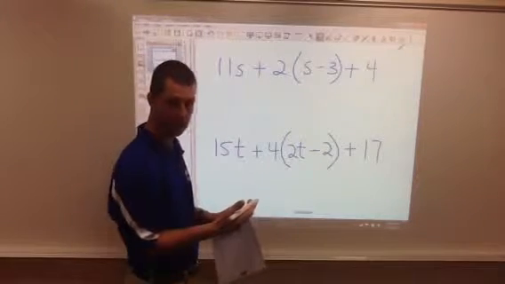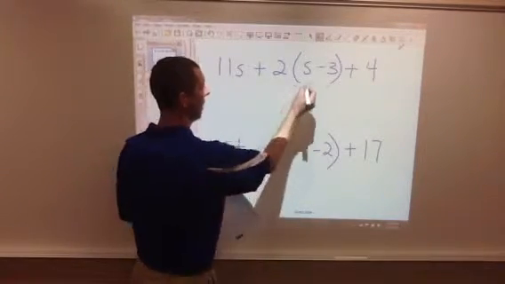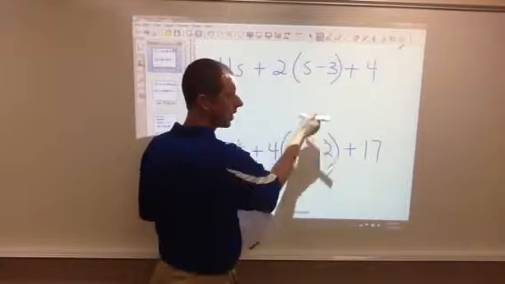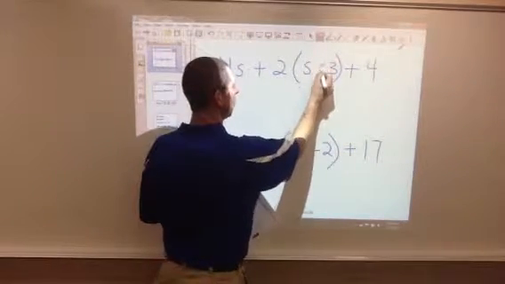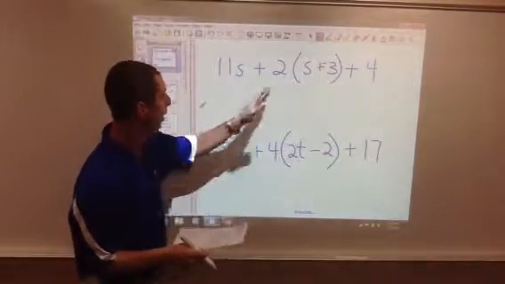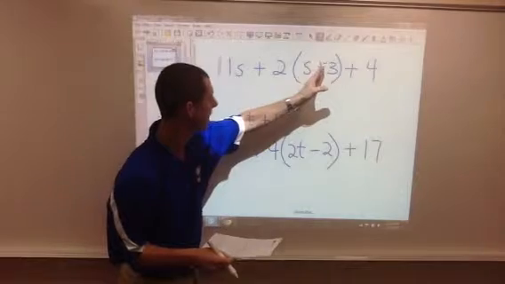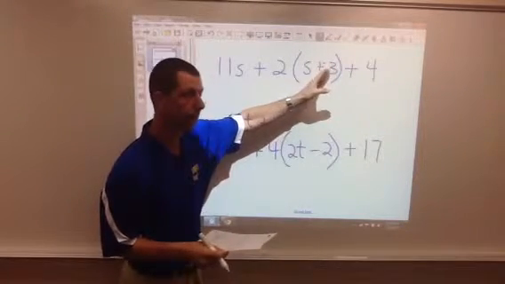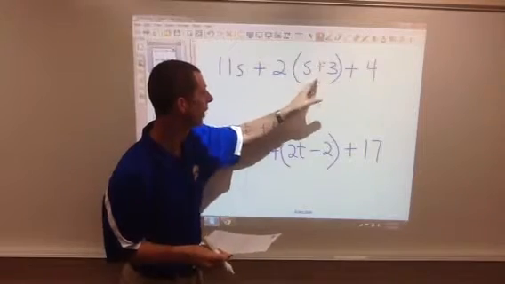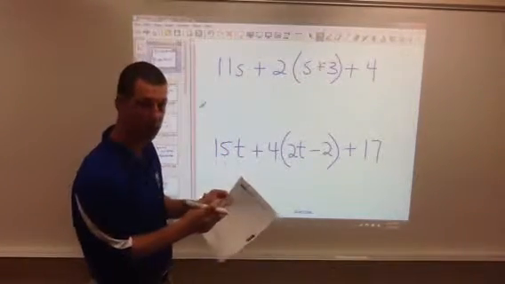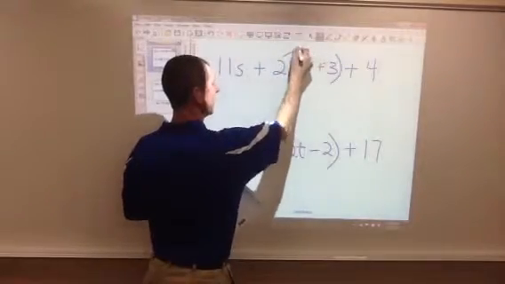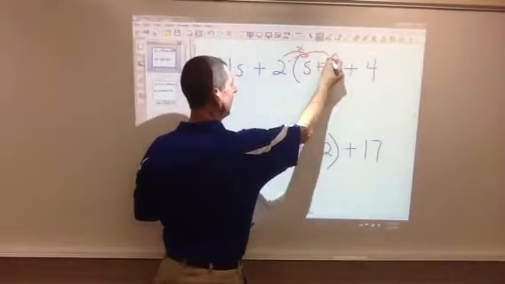Also add the opposite. Okay, I'm going to add the opposite right here. So I'm going to change this from subtraction to addition, this next number, to its opposite. So I'm going to go plus -3 right here. Okay, now this right here, this s plus -3, it's being multiplied by 2. It's 2 of these. So it's like putting 2 of those together. You know, so here's the process that we use for getting there.